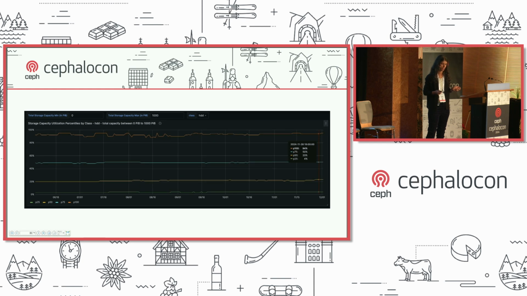And we can also look at the same data for hard disks. I'll just mention here that we were looking at all the storage classes in each of the clusters. So we separated that by different storage classes in each of the clusters.